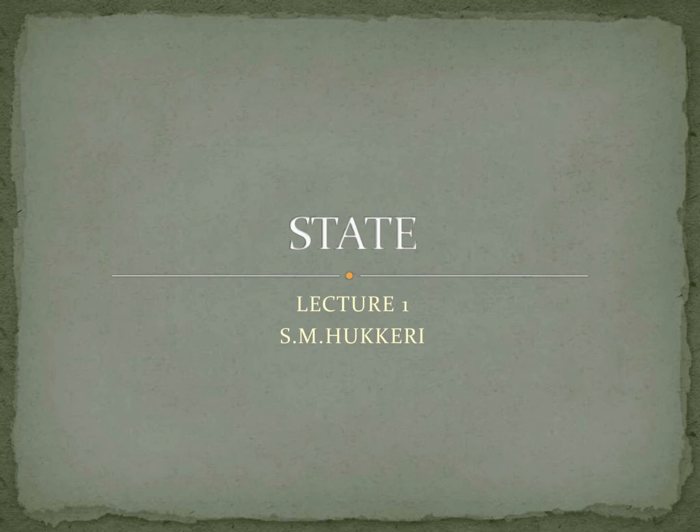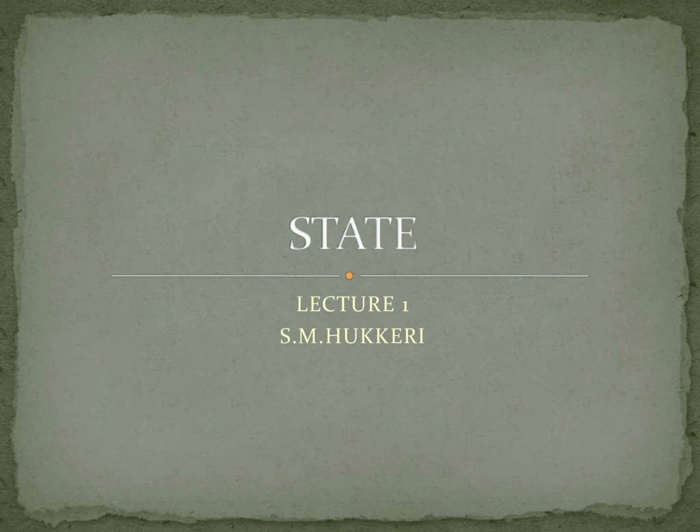In the previous session we discussed the meaning of political science, its scope, nature, subject matter and significance. After discussing the concept of political science, now we'll discuss the very subject matter of political science, that is the state. In this session we'll discuss the meaning, definition and elements of the state, and the distinction between state and society, state and association, and state and nation.